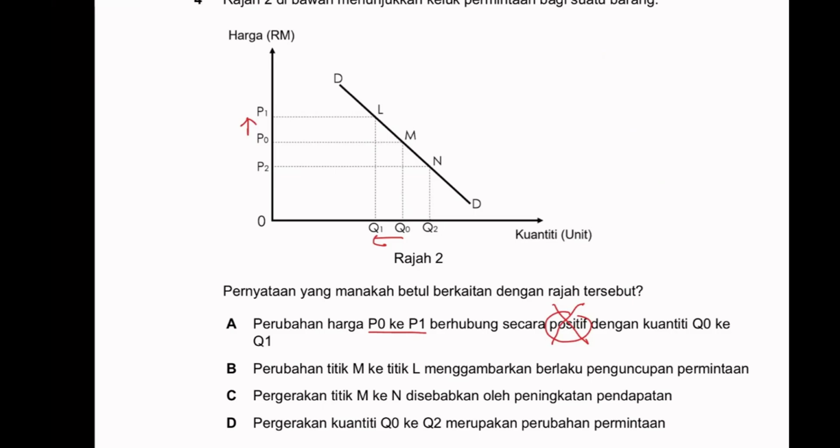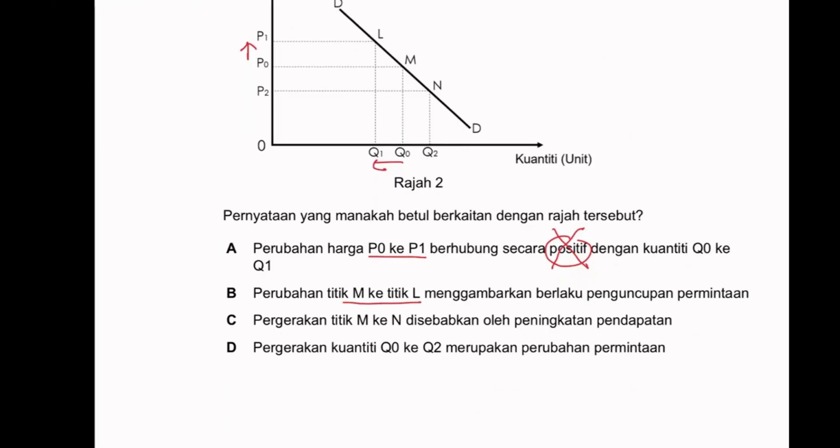Next, you tarik a conclusion, and what is your conclusion? Are you sure? Perubahan titik M ke titik L menggambarkan pelaku penguncupan permintaan. M to L, penguncupan. Correct? Yes. When going up, penguncupan. Going down, demand increases, perkembangan. Titik M to N, peningkatan pendapatan? Nope. If you cannot remember, you draw the graph and find your answer.